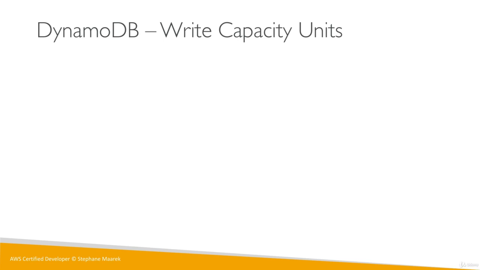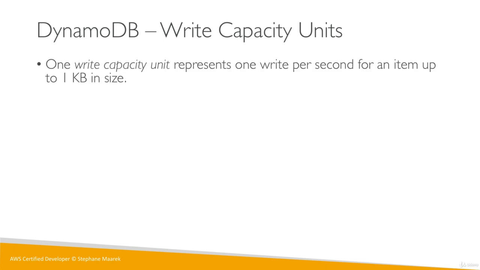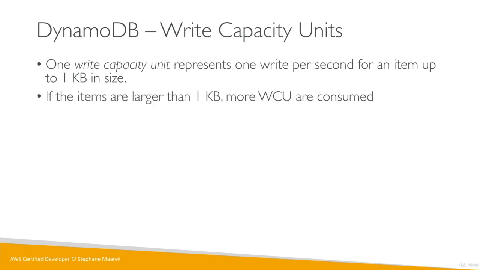So let's do a deep dive into WCU, or write capacity units. One write capacity unit represents one write per second for an item up to 1 kilobyte in size. So you'll have to remember that idea. It is actually the most simple for WCU. One WCU represents one write per second for an item up to 1 kilobyte in size. If you go over 1 kilobyte, then more WCUs are consumed.